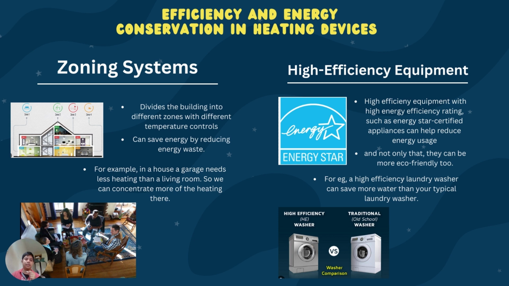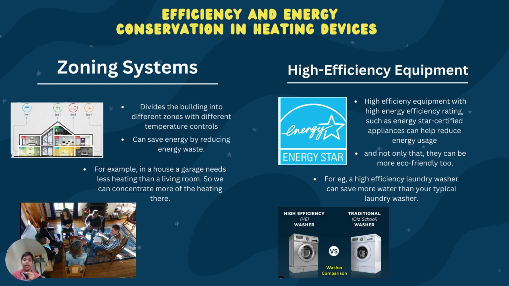Next is zoning system. A zoning system means that we divide the building into different zones with different temperature control, and we can save energy by reducing energy waste. Some places that need a lot of heating, we can increase the heating at that part, and some places with low amount of heating needed, we can reduce it. For example, in a house, the garage will need less heating than the living room, so we can concentrate more of the heating at the living room rather than the garage.